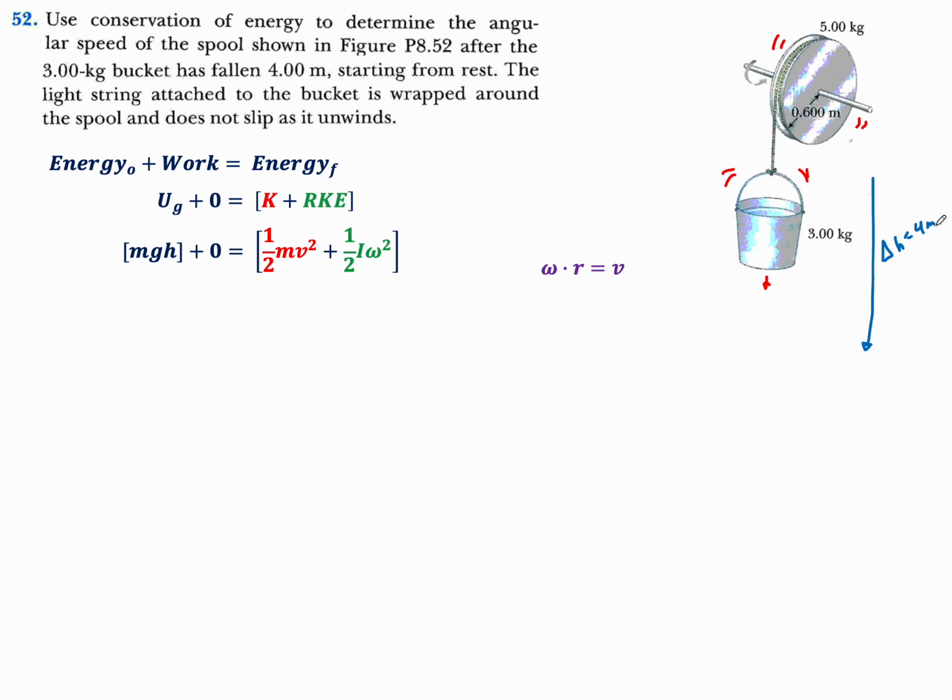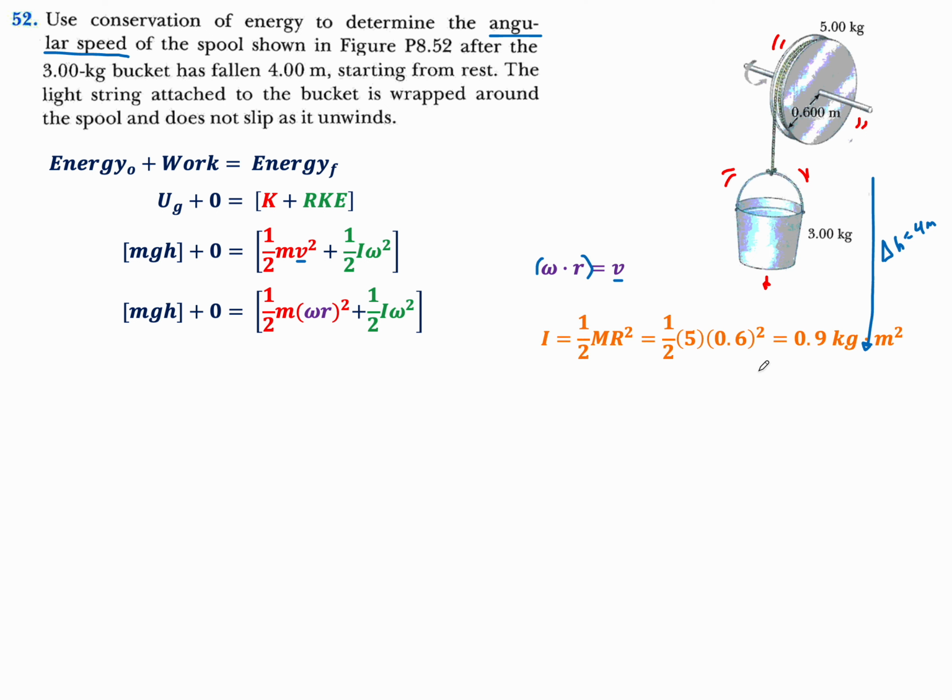And since we're only looking for angular velocity, or angular speed, I'm going to get rid of velocity. Remember that omega r is equal to v, and what I'm going to do is substitute this in for velocity in the kinetic energy equation. That way I only have one variable I'm solving for. So replacing v with omega r gives us this.